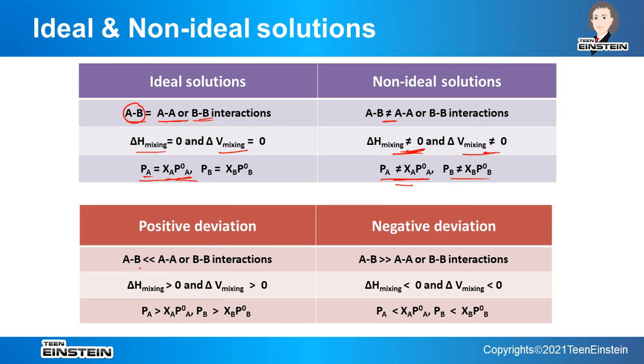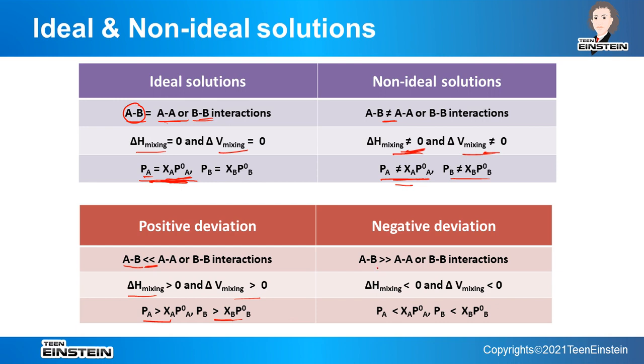So when it is positive deviation, obviously AB interaction is not equal to AA and BB, but the important point is this interaction is now weaker compared to AA and BB interaction. And here del H mixing is greater than 0, that means heat will be absorbed, and del V mixing is greater than 0. And if we compare with the previous, that is the ideal solution, now PA is greater than XA P naught A and PB is greater than XB P naught B.